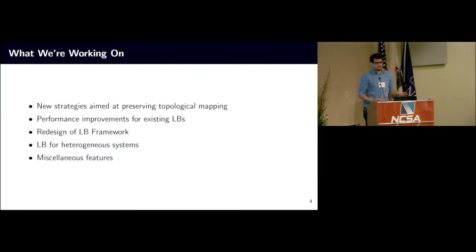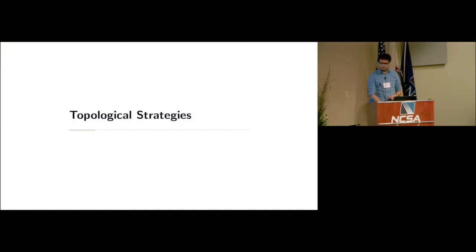So in order to address these things, we're working on a few different things in Tron++. So we have new strategies aimed at preserving topological mapping. We have performance improvements for existing load balancers. We have, like I said before, this redesign of load balancing framework, new load balancers for heterogeneous systems, and a few other miscellaneous features. So first, I'll talk about the topological strategies that we've added.